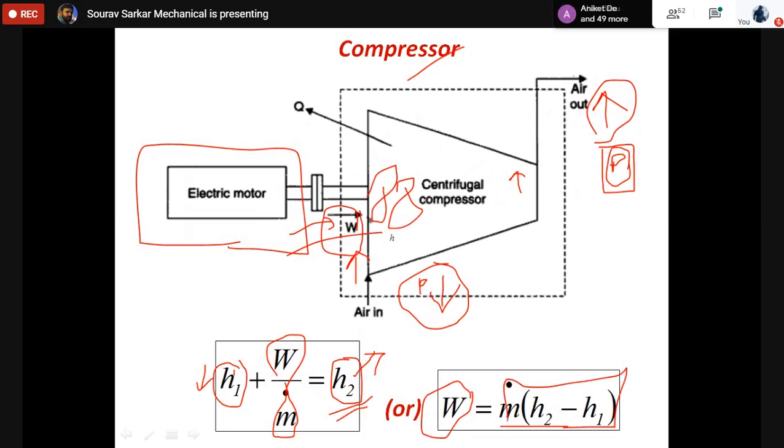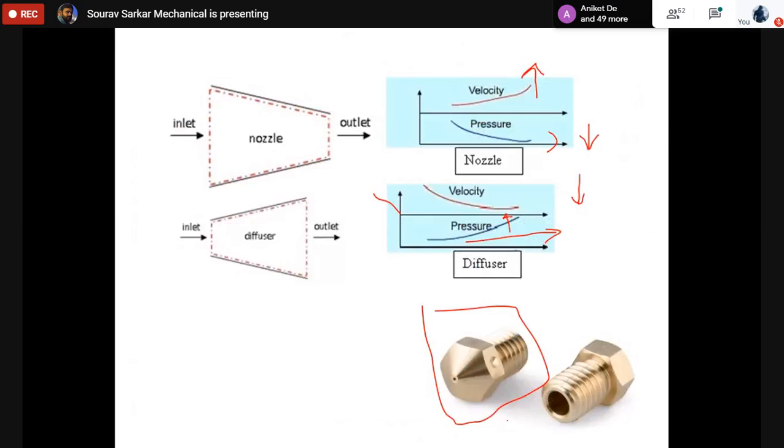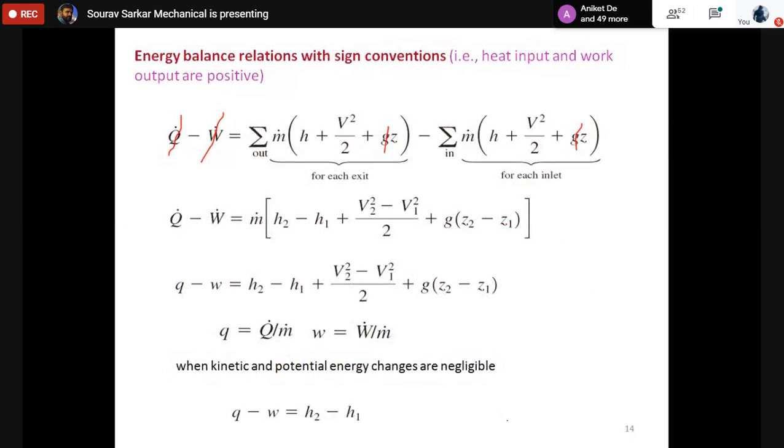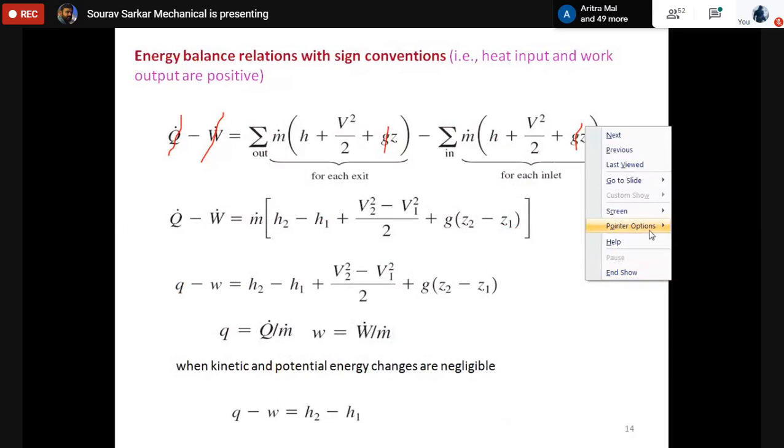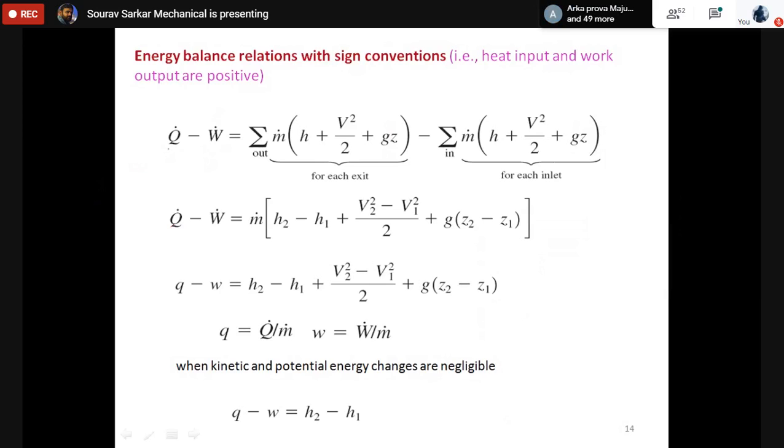So how am I getting it? If I go back to the previous equation, this is our basic equation, which is applicable for everyone. Here, there is no heat transfer, so this goes to 0.